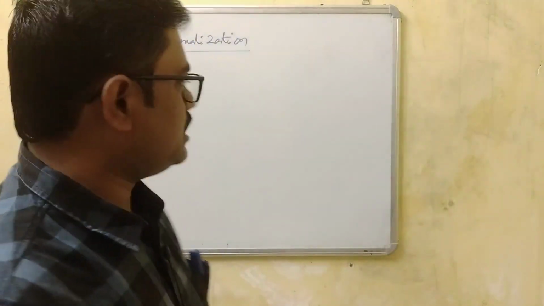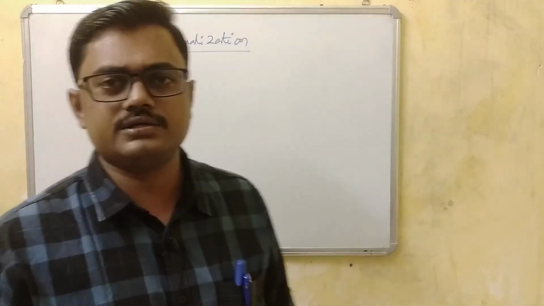Normalization is a process or a technique to minimize the redundancy from the table or a relation, or to avoid anomalies like insertion, updation, and deletion anomalies. So we need to go for the normalization concept.